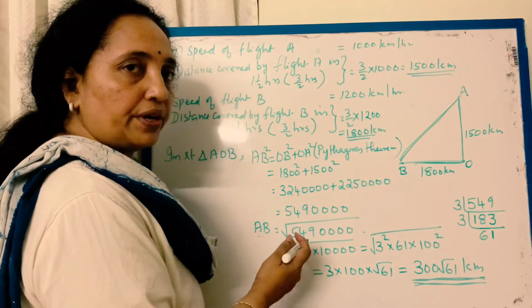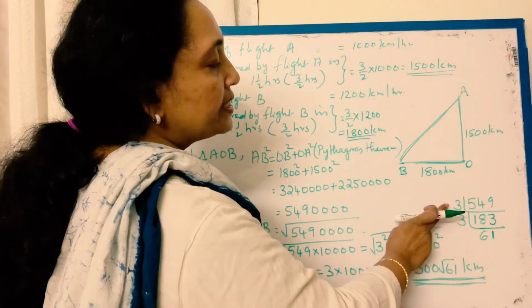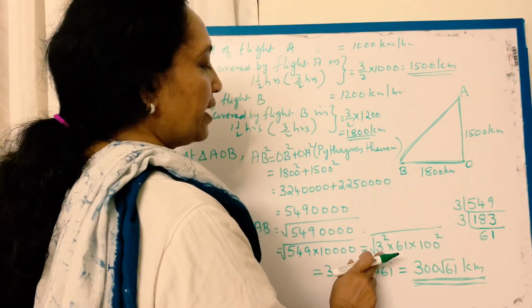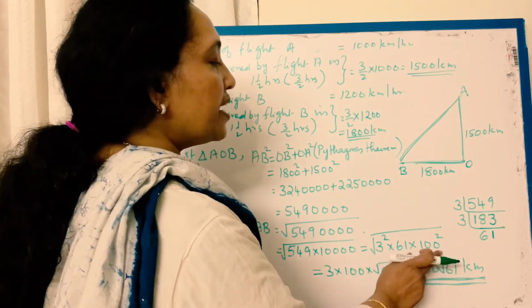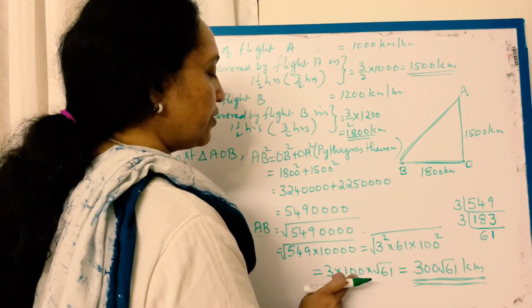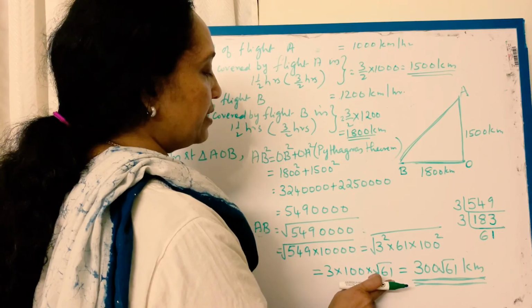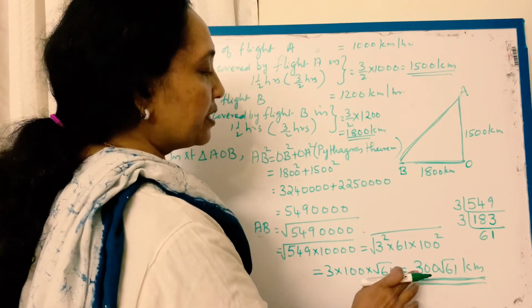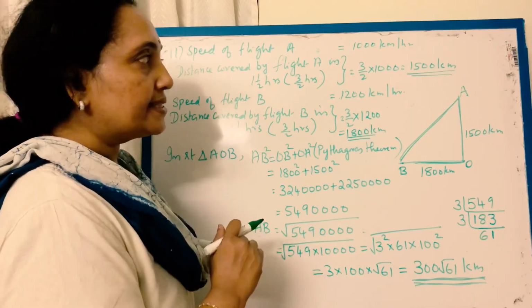For finding root of 549, you can use prime factorization method. 549 is 3 square into 61. Then 10,000 is 100 square. Root of 3 square is 3. Root of 100 square is 100 and root 61. Write it like that. That means you will get 300 root 61 kilometer. Hope this is clear to you.